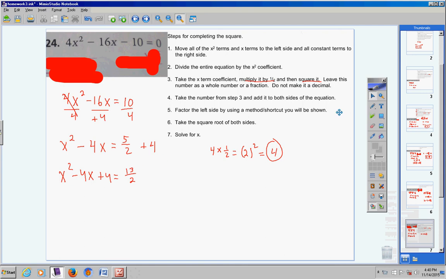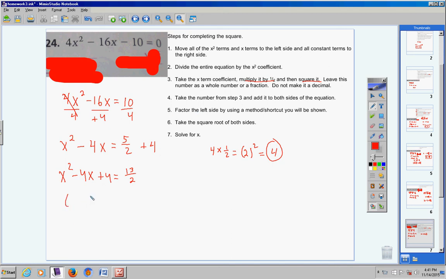Okay, students, moving on. I don't think I've made a mistake. I can't find it. If I did, I hope that I've not, but my answer's going to be a little different than theirs, but we'll cross that bridge when we get there. Okay, alright. So, 5 over 2 plus 4 is 13 over 2. Now, step 4 is done. Step 5, factor the left side.